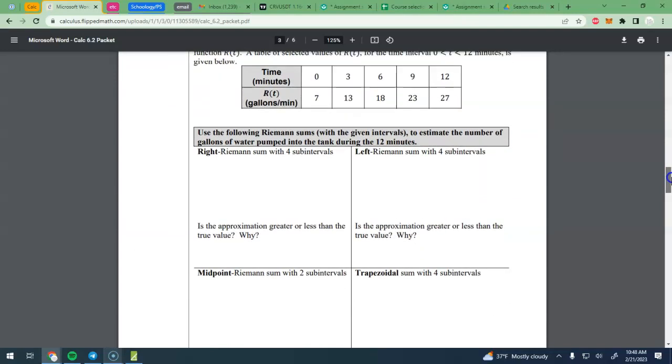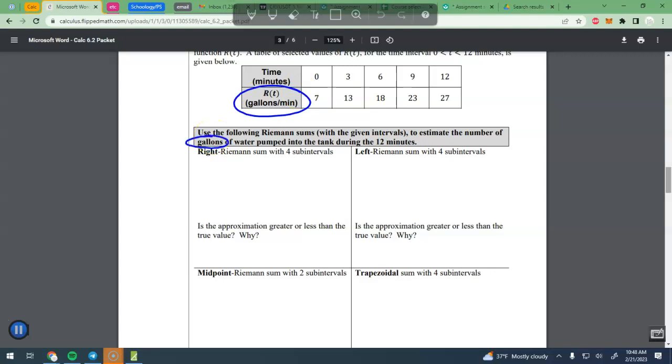Use the table. Okay. So we got a table here. We are in gallons per minute. I am asked to find gallons. So how do I go from gallons per minute to gallons? That's like up a level, so you can integrate.